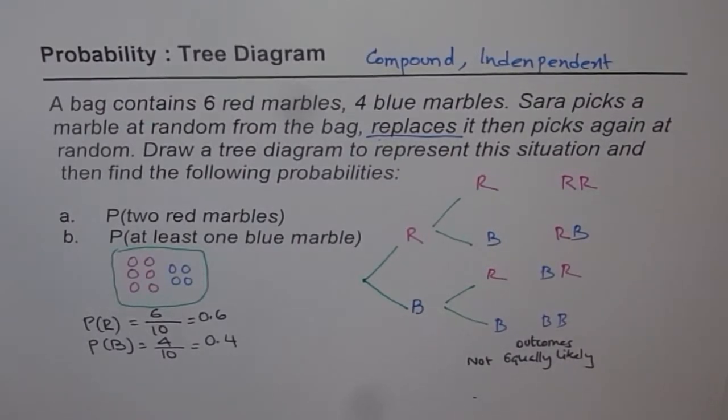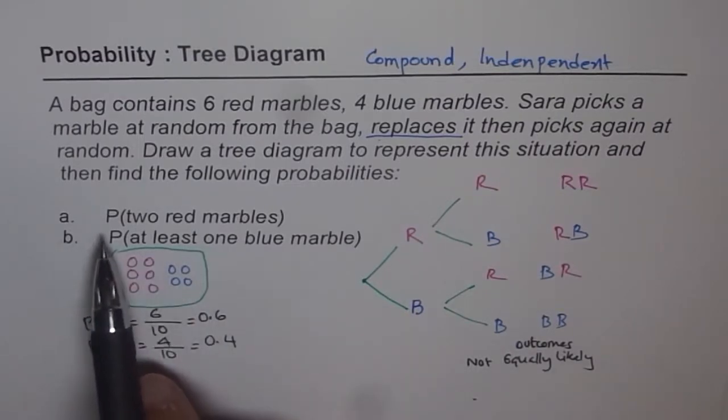They're not equally likely. It's not like tossing a coin, because in tossing a coin you have only 2 combinations, head or tail, right? So probability of getting head is half, not 0.6 or 0.4. Probability of getting tail is also 0.5 or half, right? So they are equally likely. In this particular case, we get 4 combinations. Remember, these are not equally likely.